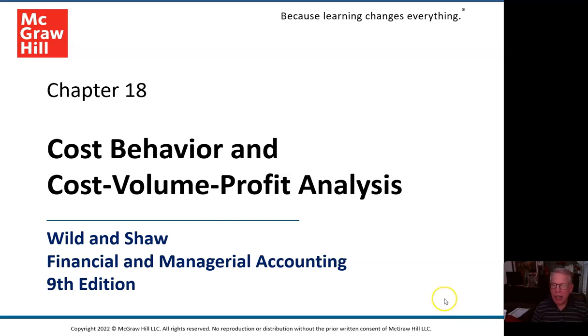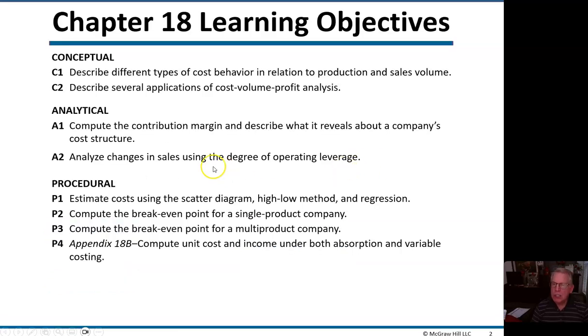And here we're going to look at cost behavior and the cost volume profit analysis, often abbreviated CVP. As we look at this chapter, conceptually, we're going to describe different types of cost behavior and how they relate to production and sales volume. And then we'll take a look at several applications of cost volume profit analysis. This is a very good chapter for analyzing different kinds of outcomes based on volume.